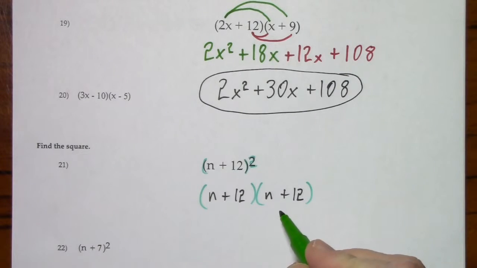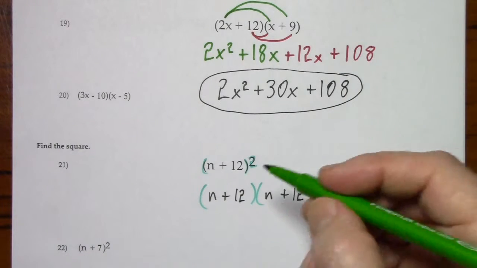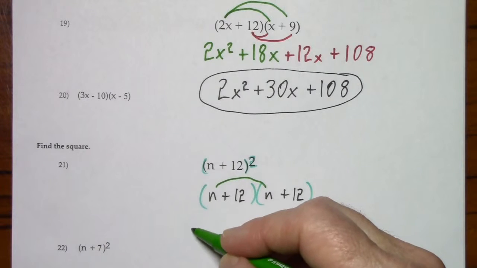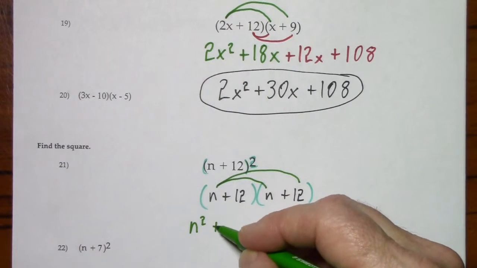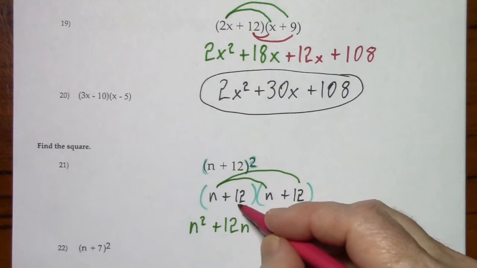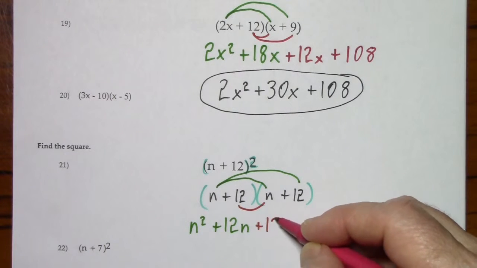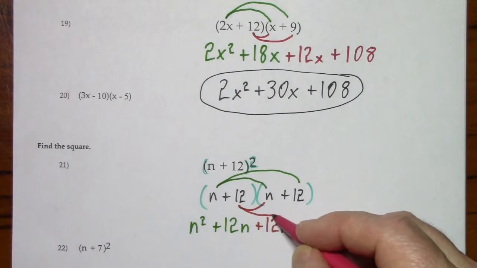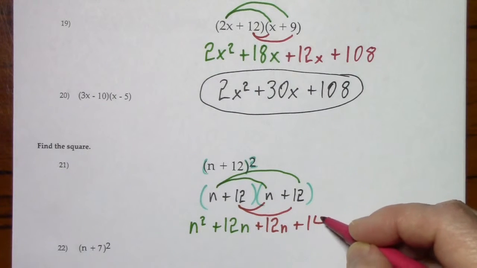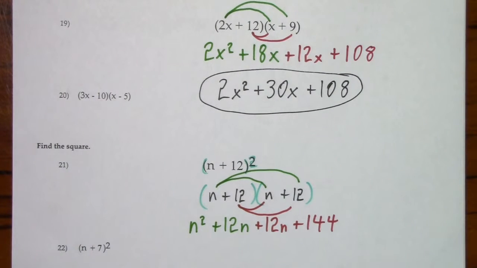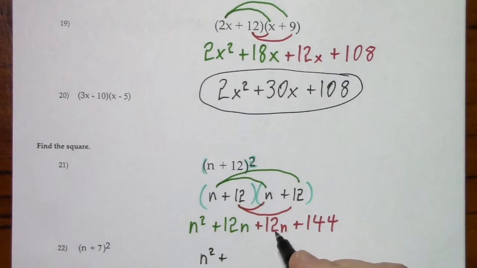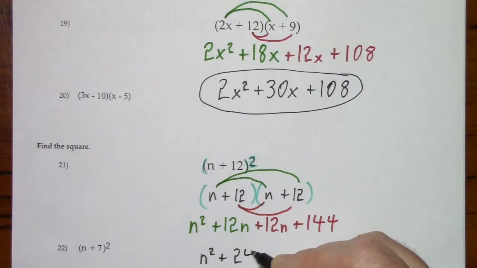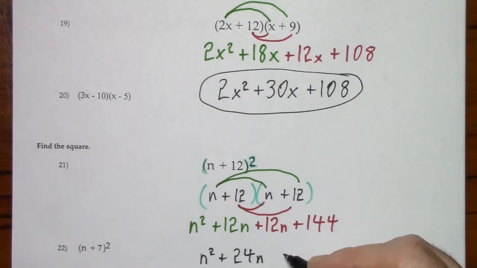And now we'll follow the pattern we just did up here. n times n. n times 12. 12 times n. And 12 times 12. And now we can combine these two like terms. So that'll give us 24n. And this just comes down.